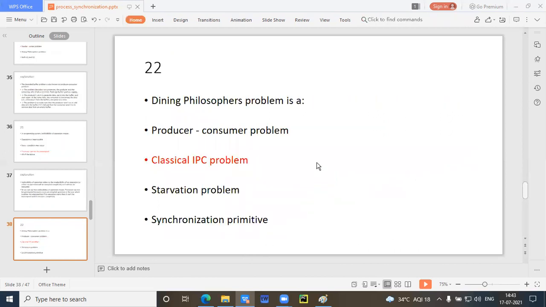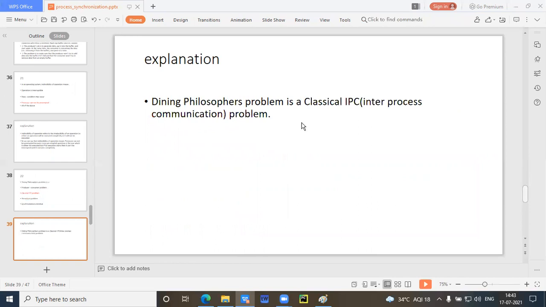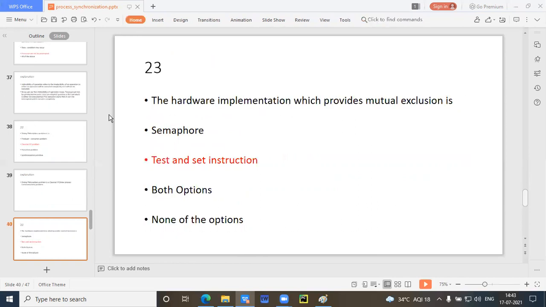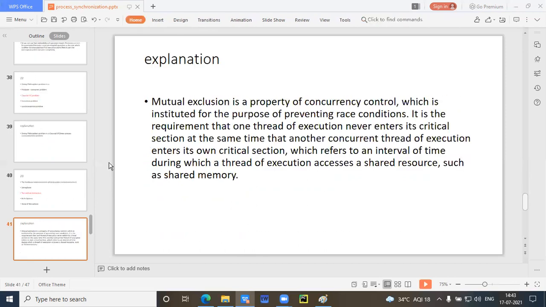The dining philosophers problem is of what kind? It is a classical IPC problem. IPC means inter-process communication. That is the dining philosophers problem. And the hardware implementation which provides mutual exclusion is the test and set instruction.